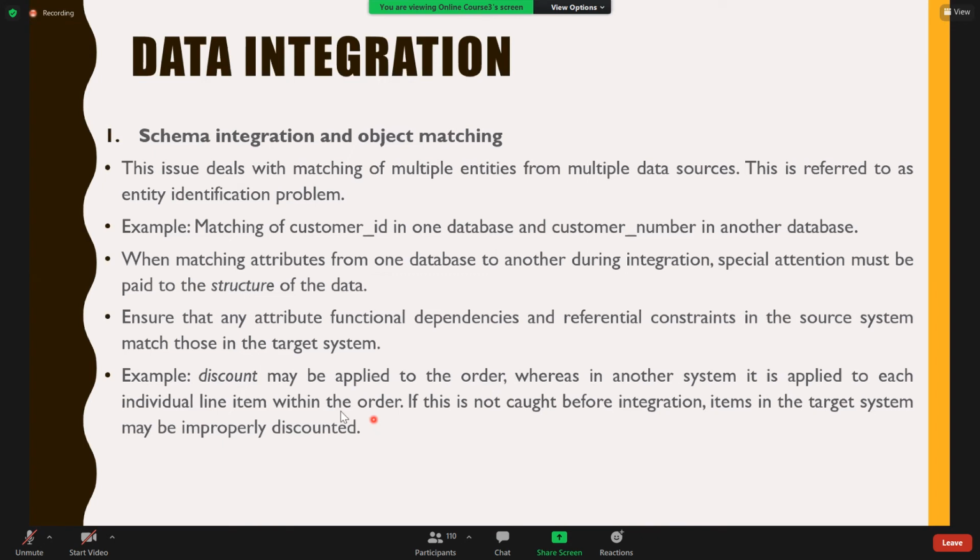Next, a discount is given for each item, not for the total order. Whereas in some other systems, discount may be for the total order. So this should be found before integration. Otherwise, the items in the target system will be improperly discounted.